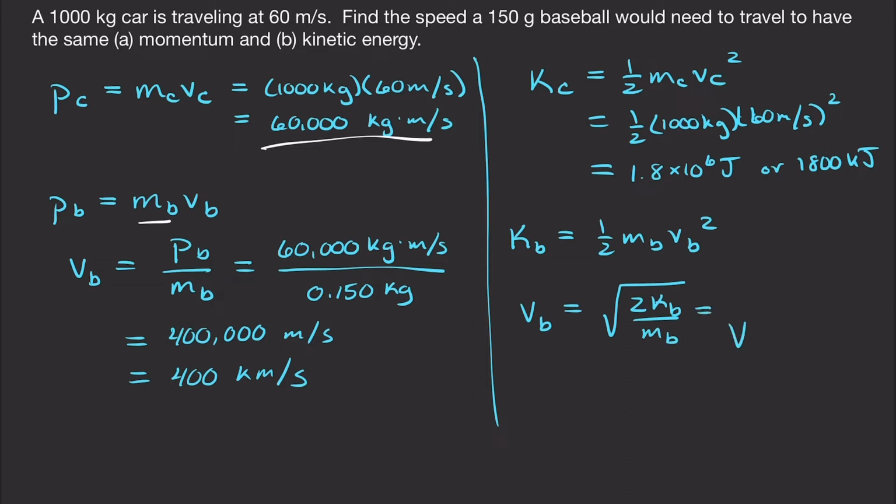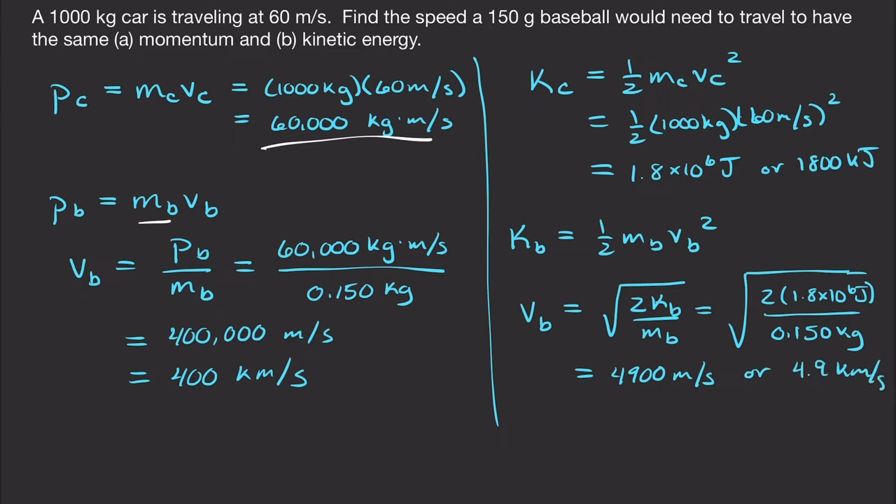And if we plug all of that in, the kinetic energy we got up here, 1.8 times 10 to the 6 joules, over 0.150 kilograms, we'll get 4,900 meters per second, or 4.9 kilometers per second.